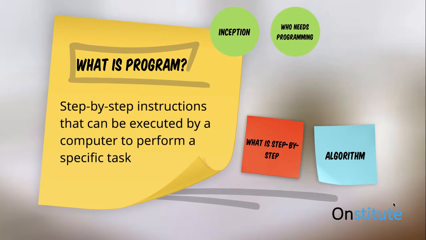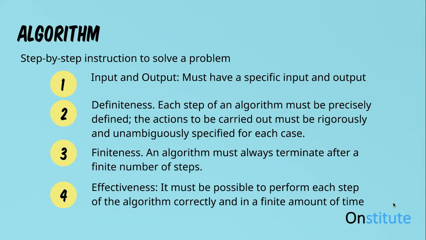When we want to formally define this concept, we eventually end up at the algorithm. The definition of algorithm is just what we have discussed a few minutes back: step-by-step instructions to solve a problem. Now, an algorithm has 4 different properties. The first one is input and output. The algorithm should have a specific input and output.